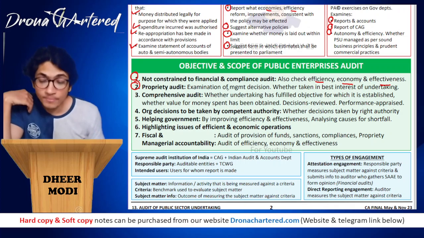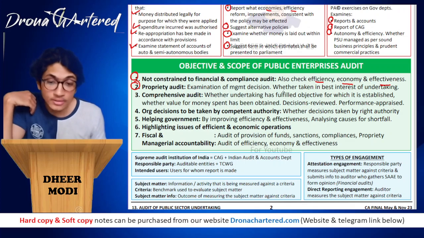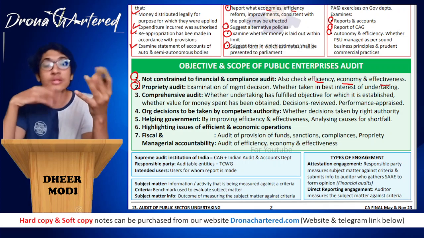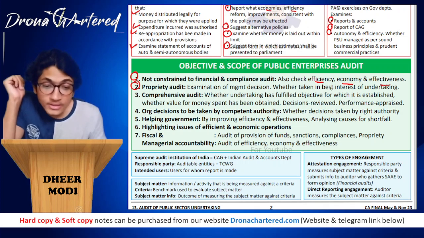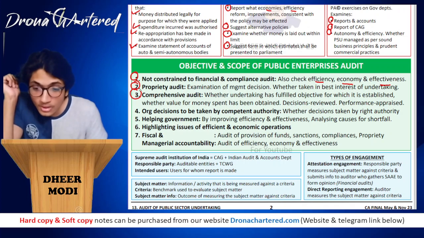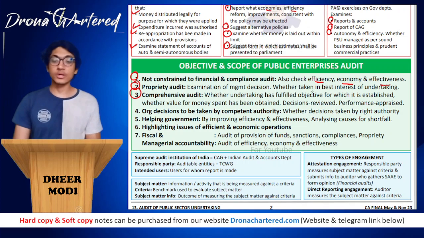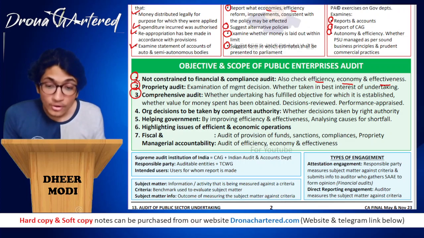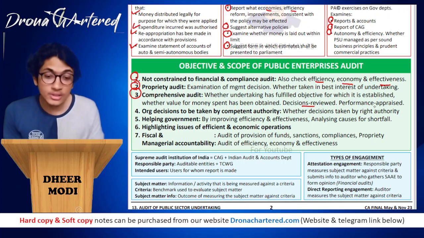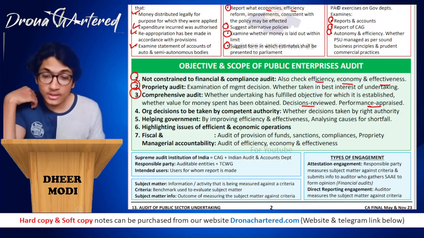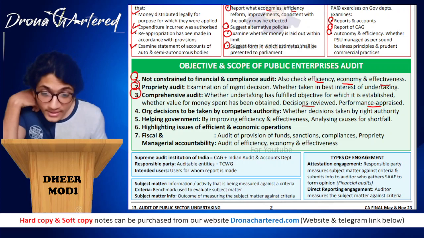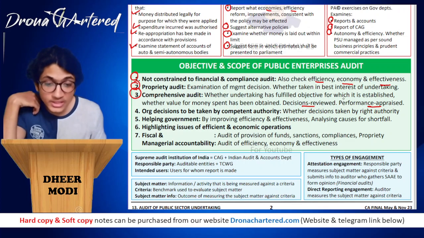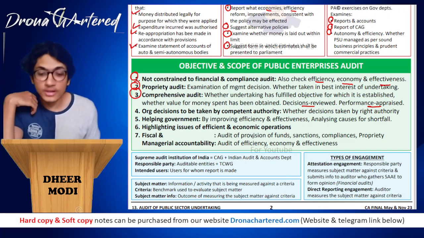Second is your propriety audit. So examination of management decision, whether taken in the best interest of the undertaking. So under propriety audit, you check that whatever decision the management has taken, are they in the best interest of the undertaking or not. Third is your comprehensive audit. Whether undertaking has fulfilled objectives for which it is established. Whether value for money has been obtained, you will review decisions and performance will be appraised. So what are you checking under comprehensive audit? Whether undertaking has fulfilled objective, that is, what objective it was established for, has it fulfilled the objective, and whether value for money, that means is it worth it.